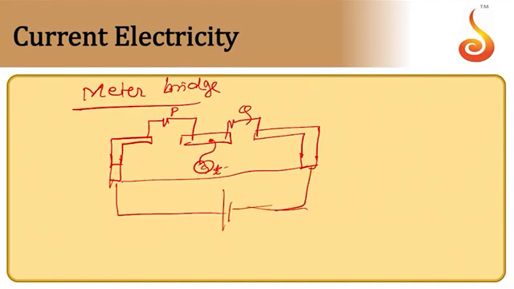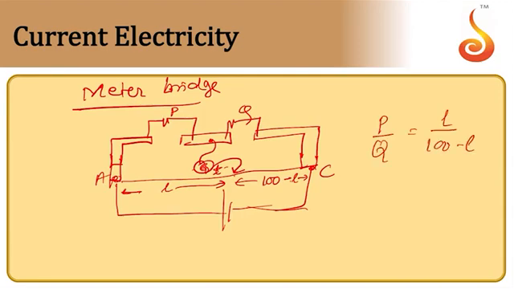And we start sliding this contact starting from the left end A, and I go up to the end C. Now at some point B, the galvanometer shows 0 reading. Let's assume that this length is L. Then the other length is 100 centimeter minus L. Now as the current through the galvanometer is 0, it resembles a Wheatstone's network, and therefore I can say P divided by Q is equal to L divided by 100 minus L.